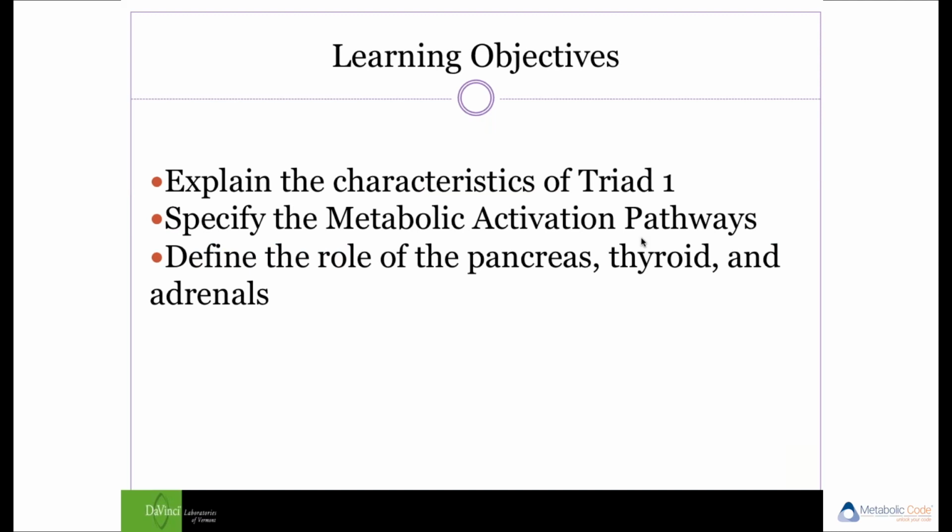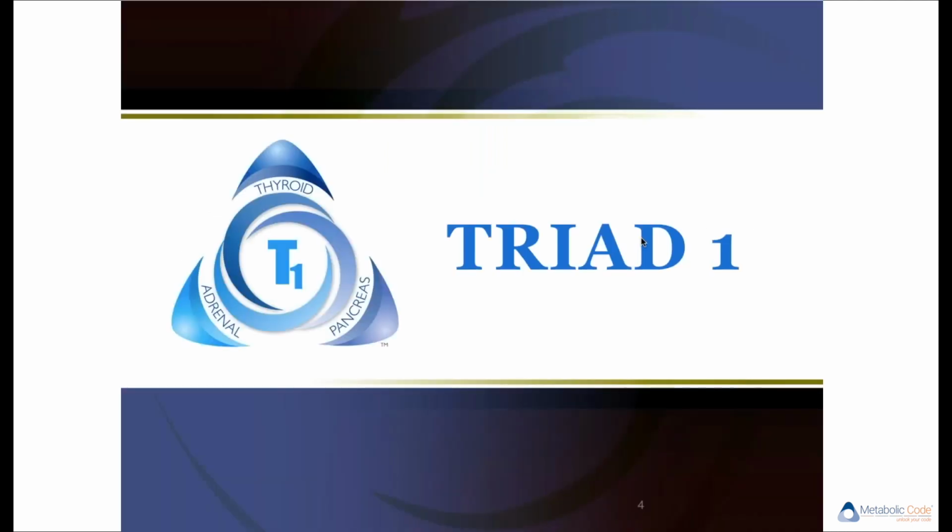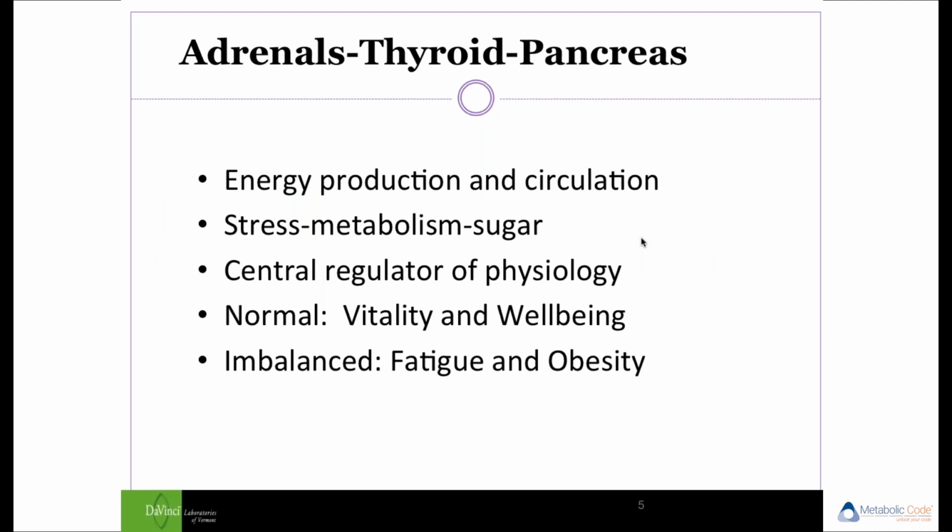So, what are our learning objectives? Well, let's explain the characteristics of Triad 1. We'll specify the metabolic activation pathways and define the role of the pancreas, thyroid, and adrenals in the context of chronic illnesses. So, Triad 1, adrenal, thyroid, pancreas.